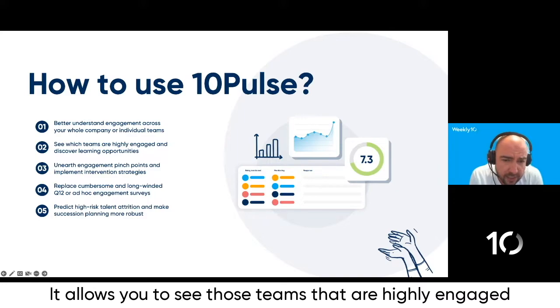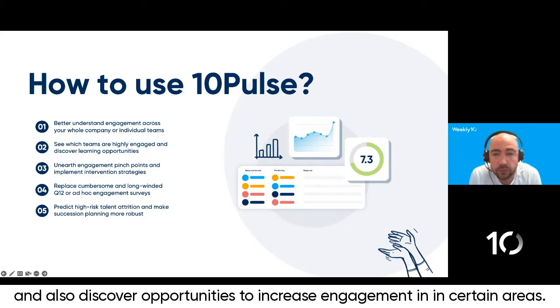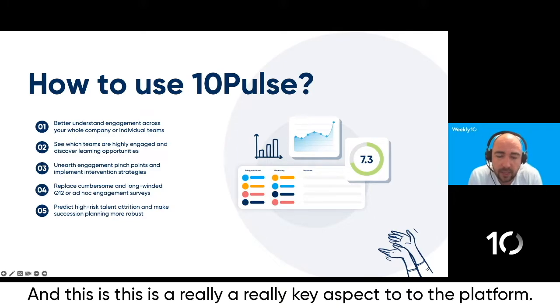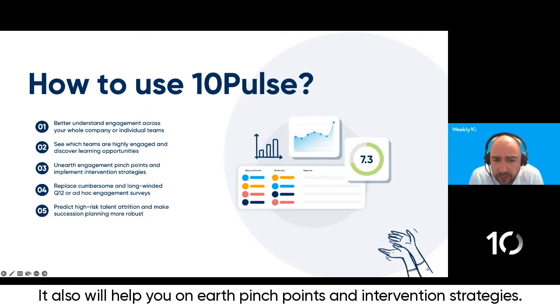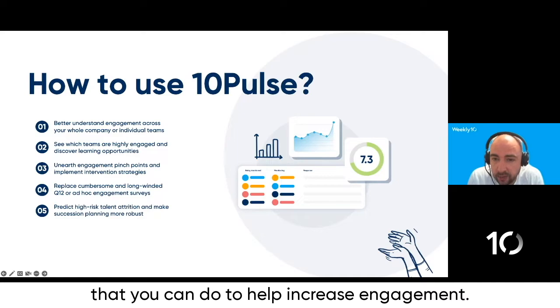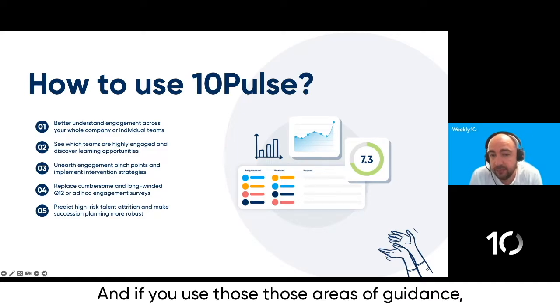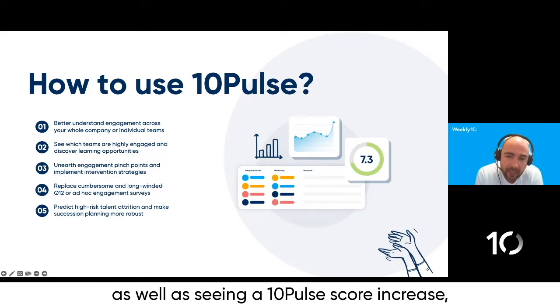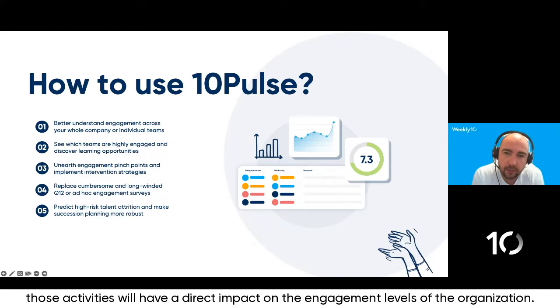It allows you to see those teams that are highly engaged and also discover opportunities to increase engagement in certain areas. And this is a really key aspect to the platform. It also will help you unearth pinch points and intervention strategies. So as we'll talk about in a moment, there are a number of things that you can do to help increase engagement. And if you use those areas of guidance, as well as seeing a 10Pulse score increase, those activities will have a direct impact on the engagement levels of the organization.